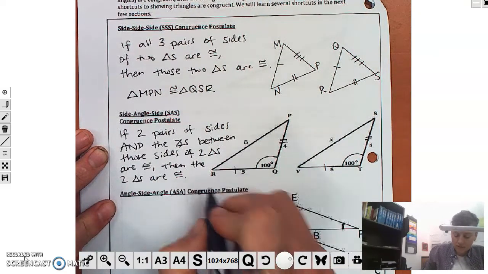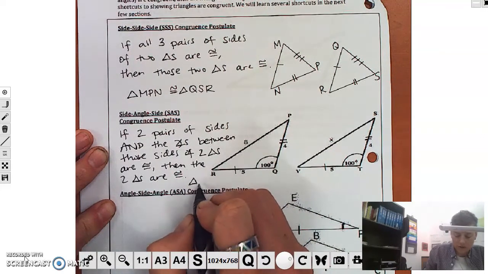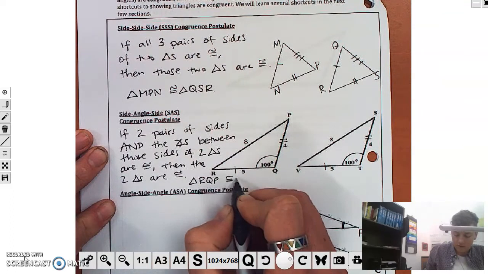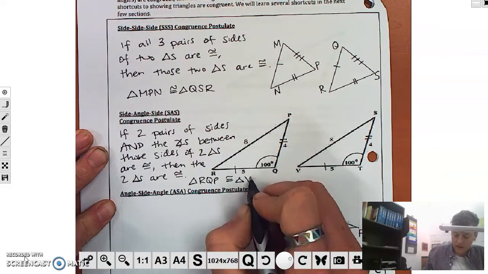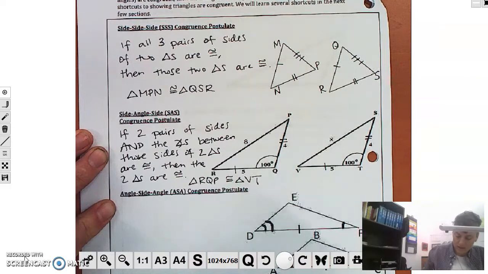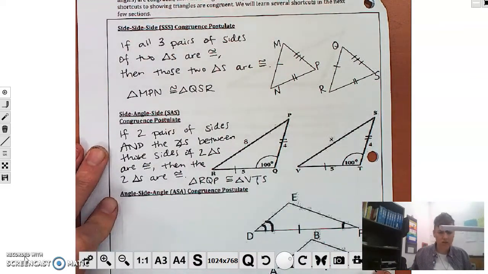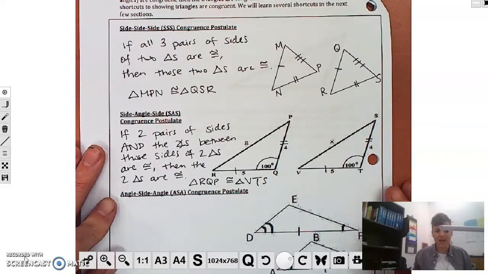So let's write our congruence statement for these triangles. We got triangle RQP congruent to, who does R match up with? Well, V, and Q goes with T, and P goes with S. Boom shakalaka. That's 2 of them, side-side-side, and side-angle-side.